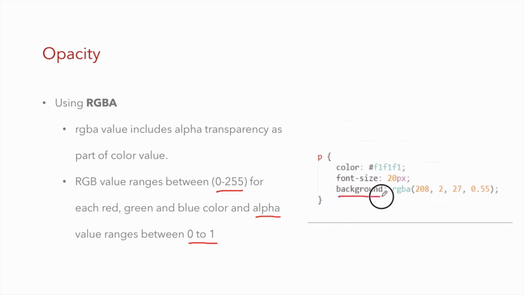I have specified background as the property name over here, and then using RGBA we have specified the background color, and this is the opacity level set by the fourth parameter. So this is how your output will be.